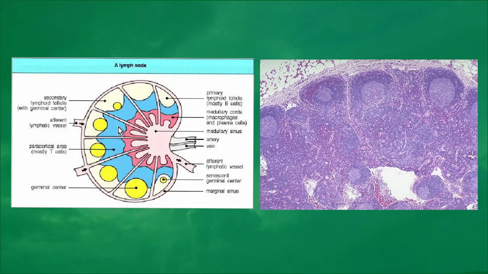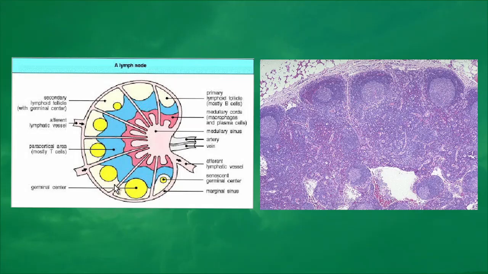Okay, so this is a schematic diagram. If you see these things, these are the germinal centers. The corresponding germinal center on the histopathology image is this one. And around the germinal center we have the mantle zone and marginal zone. And this area is called the cortex or cortical area. And just next to the cortical area, this blue area is the paracortical area.